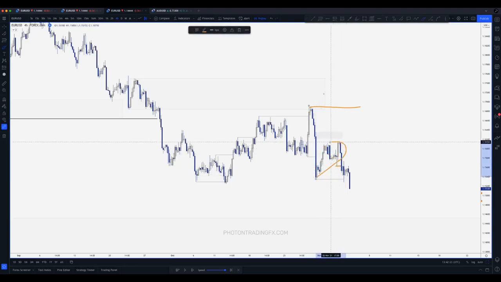So now the internal 4-hour structure at this point is bearish. It's aligned with the swing structure, right? It's obviously a pretty good sign, not a guarantee, but a pretty good sign that we're ready to now take out this low and form that lower low.